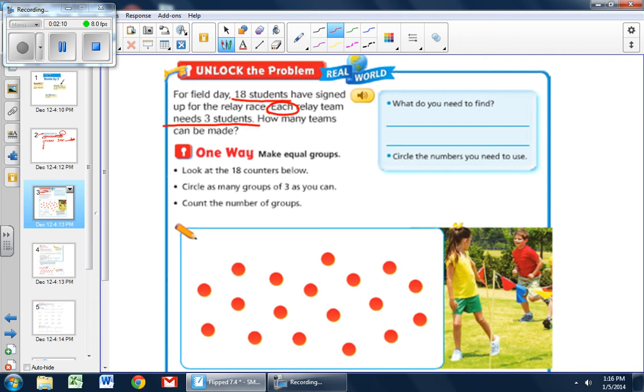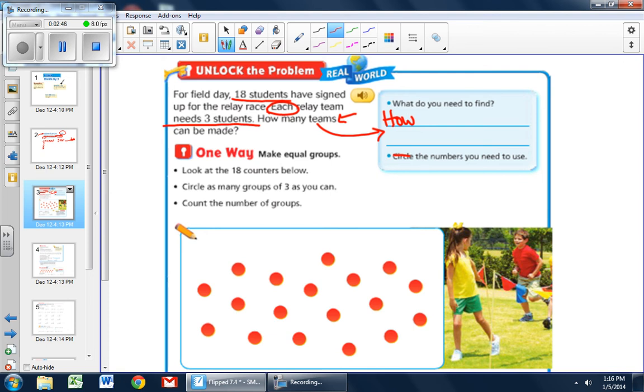So what are they asking us to find is your question right here. How many teams? Go ahead and finish that. And then it said circle the numbers that we use. I keep underlining them just because that's what I'm used to. Your page should look just like mine, but you're going to go ahead and finish copying this onto that line. The essential question asked us to use a couple of different strategies in order to solve these.